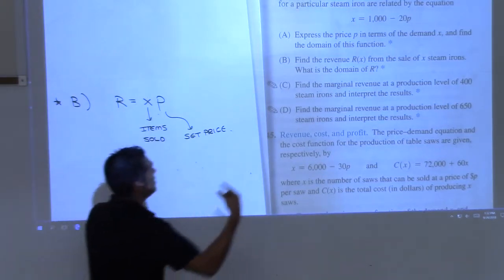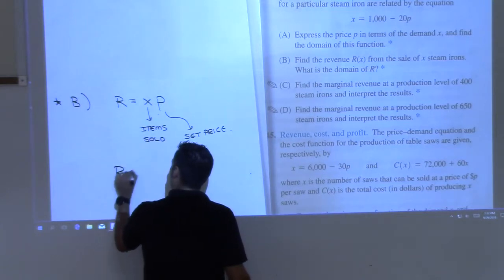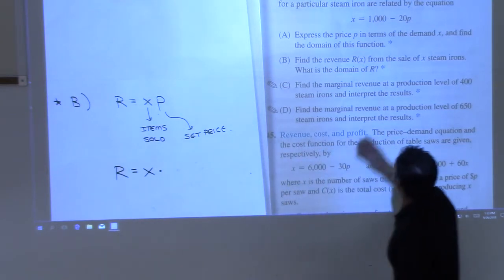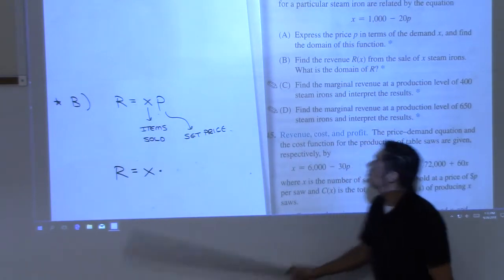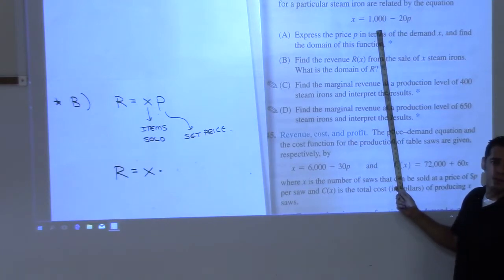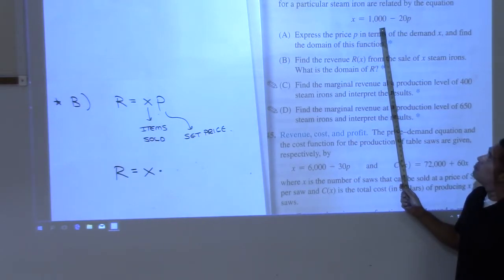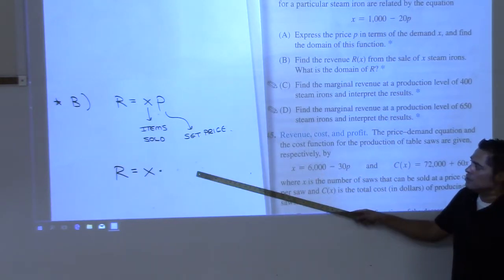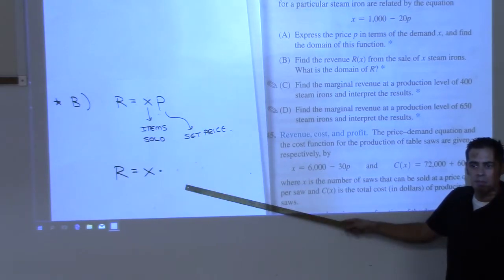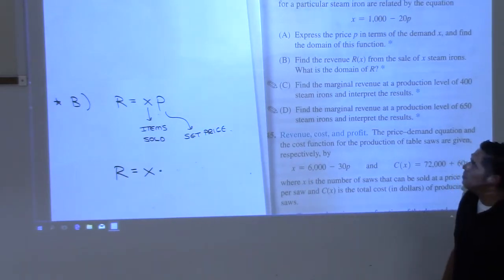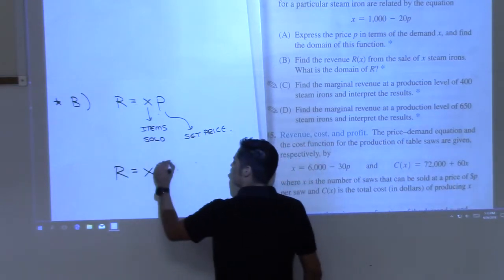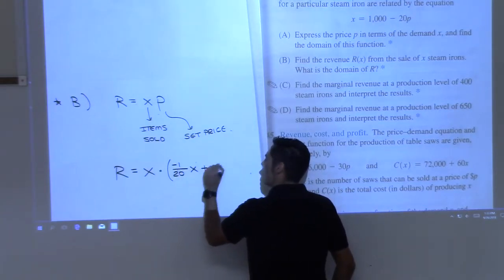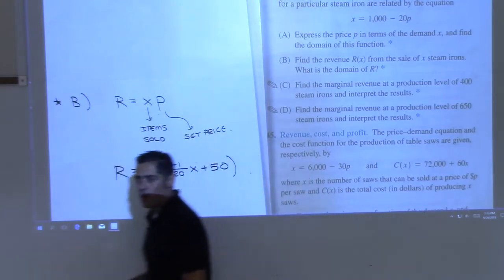Okay, so for us in this problem, our revenue is going to be the items sold, x, times the price. But weren't we given a price equation? We kind of were. What did we do on part A? We solved this for p. Why do you think we solved that for p? So we can plug it in right here for price. So what was our p from part A? It was negative 1 over 20 x plus 50.